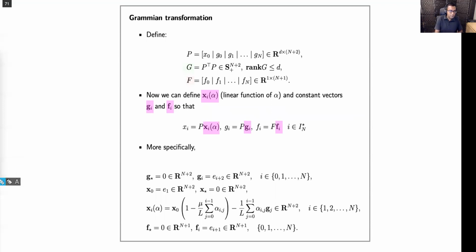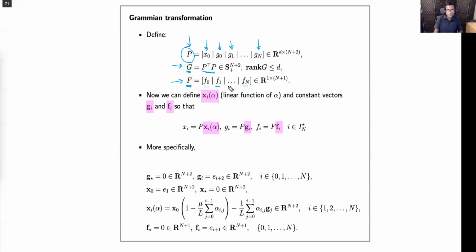Now, how does that work? So if we look carefully, this is what is going on. We are defining 3 new variables. First, we define P, which stacks x naught, which is the first point, and then contains the gradients seen by the algorithm. And then we are defining G equal to P transpose P. Finally, we are defining this matrix F, which contains all the function values.